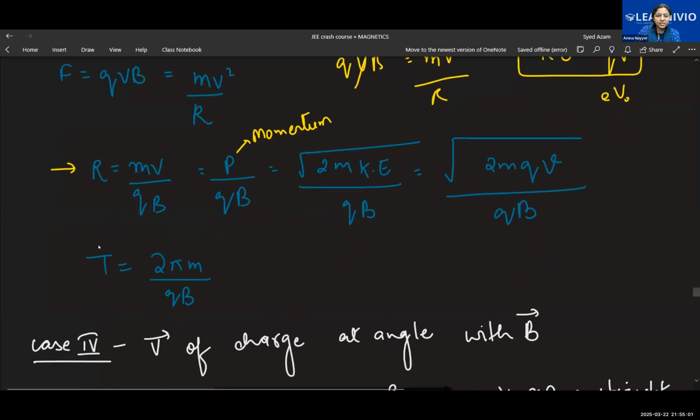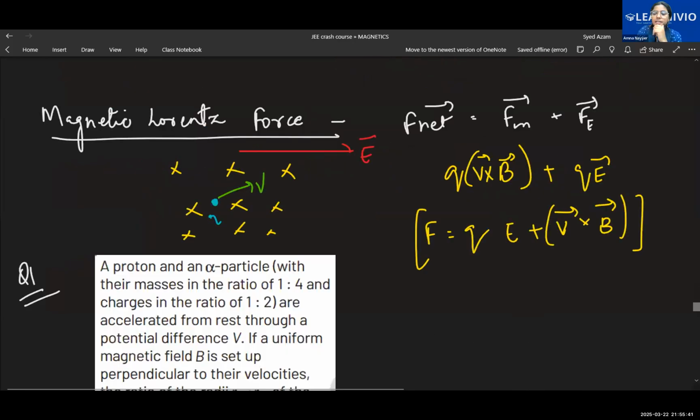Just do one thing. Write down these two points, because right now in the numericals we'll need them. Then I'll start with the numericals. Just say done so that I can start. Done, ma'am. Both of you? Yes, ma'am. Okay, let's start with the questions then.